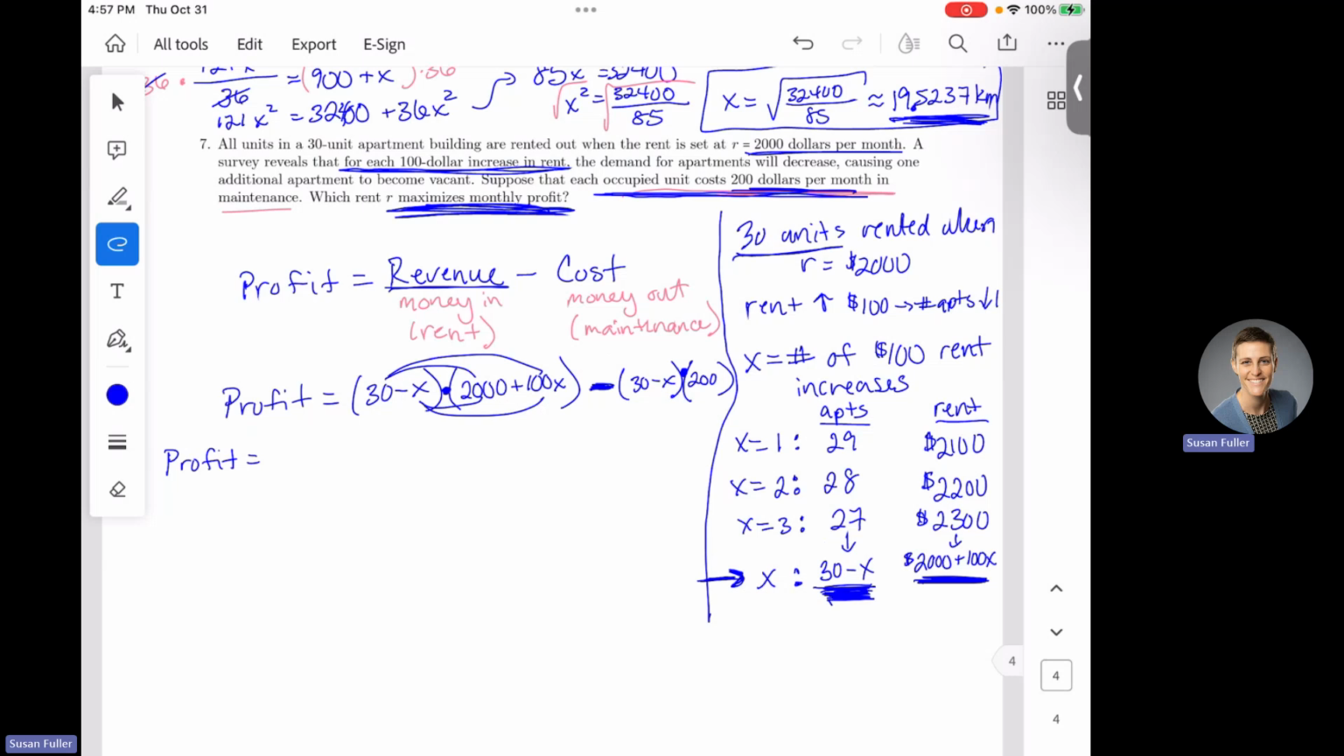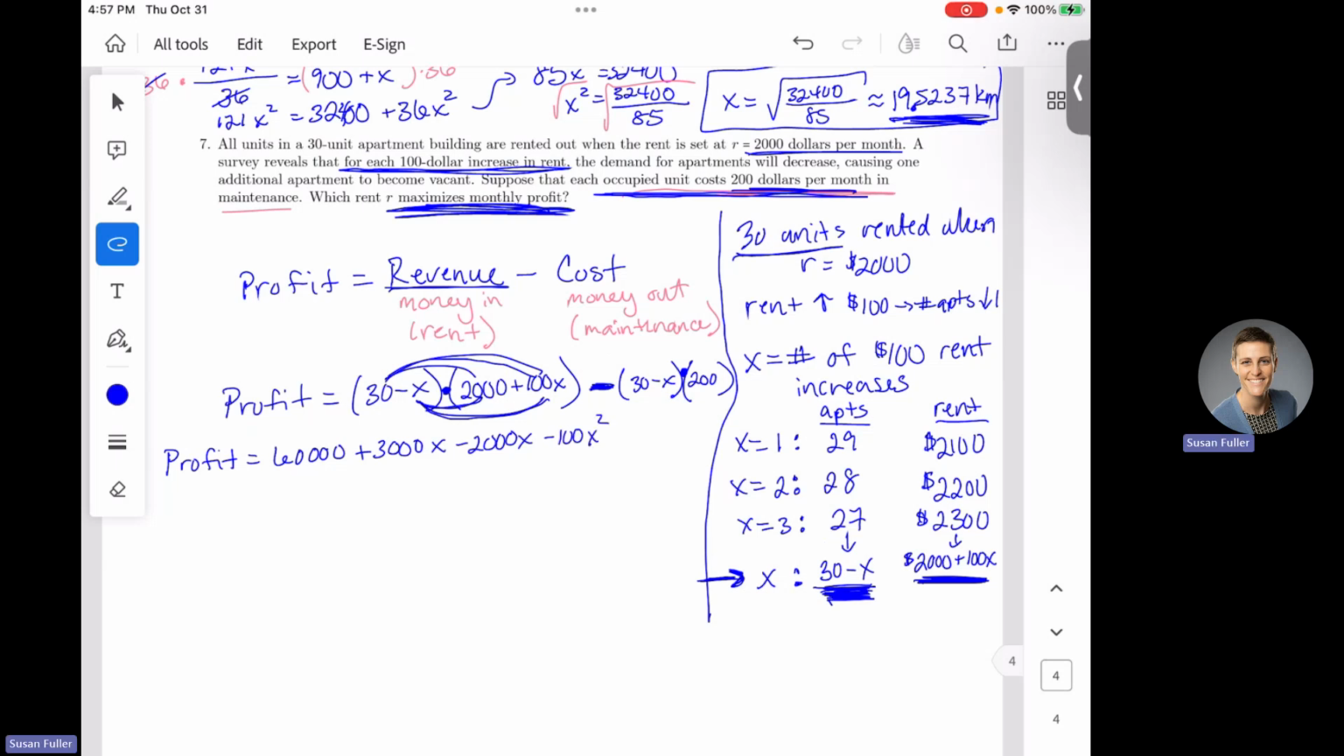30 times 2,000 is going to be 60,000. And then 30 times 100x is going to be plus 3,000x. And then my inside, negative x times 2,000, is negative 2,000x. And then my last, negative x times 100x, is negative 100x squared.